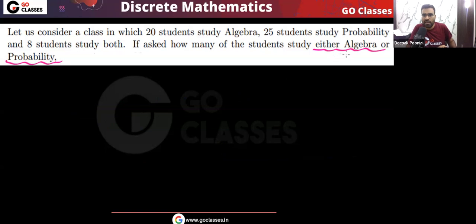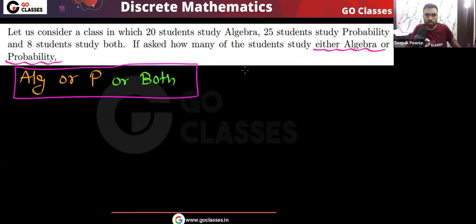We are saying that either algebra or probability. What it simply means, either algebra, let me write it algebra AL, or I can say algebra or probability. What it simply means, either algebra or probability. This simply means that either algebra or probability or both. This is what the question is asking. So let me tell you that this is what this statement means. This is the meaning.